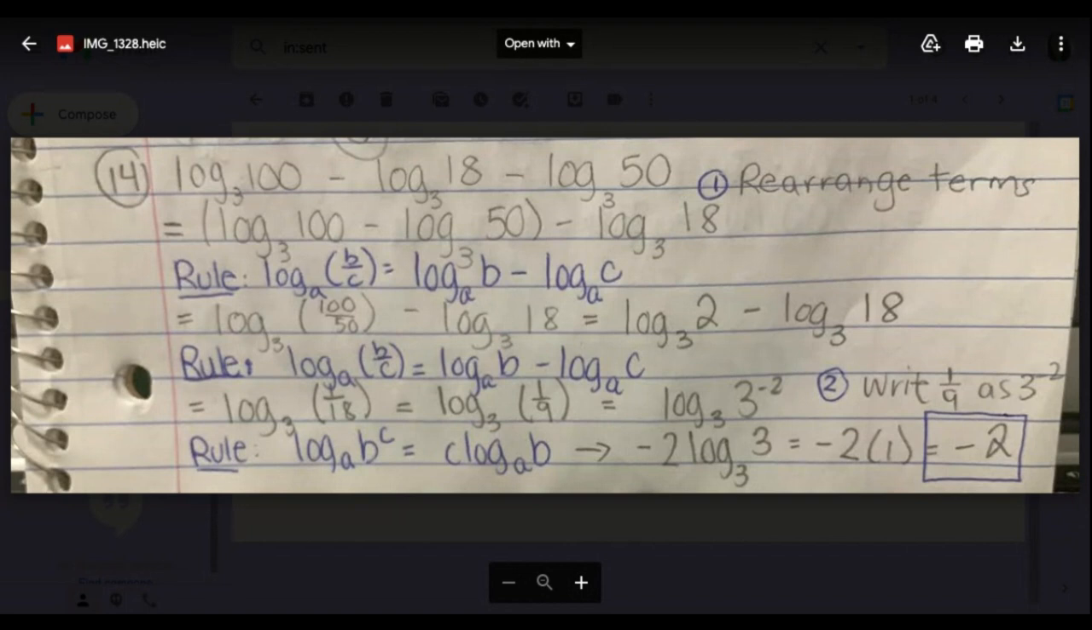Again, you apply the same rule. So you get log base 3 of 1 over 18, which equals log base 3 of 1 over 9, which equals log base 3 of 3 to the negative 2 power, because you're writing 1 over 9 as 3 to the negative second power. Then you apply a different rule, log base a of b to the c power equals c times log base a of b, so you get negative 2 times log base 3 of 3, which equals negative 2 times 1, and your result is negative 2.